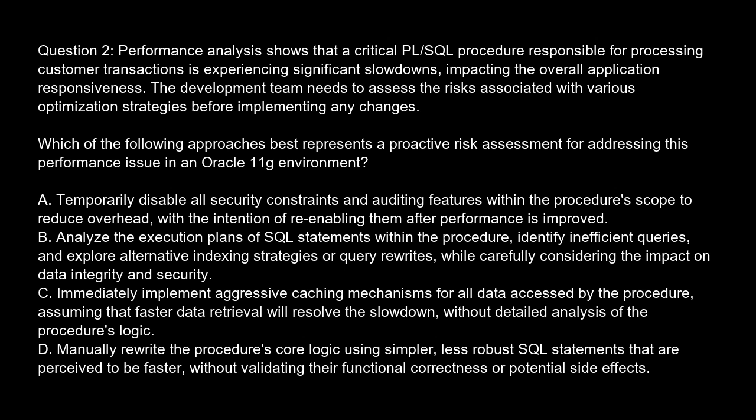Option C. Immediately implement aggressive caching mechanisms for all data accessed by the procedure, assuming that faster data retrieval will resolve the slowdown, without detailed analysis of the procedure's logic. Option D. Manually rewrite the procedure's core logic using simpler, less robust SQL statements that are perceived to be faster, without validating their functional correctness or potential side effects.